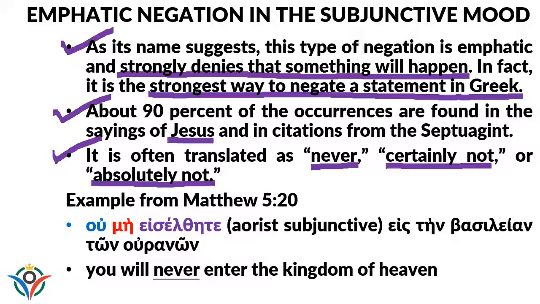So here's one example from the Gospels, specifically from Matthew 5 verse 20. To show you the emphatic negation, we have ou plus me plus an aorist subjunctive, which is eiselthete. So that combination shows you that Jesus was using emphatic negation. I don't know if he would call it that, but he was enforcing that something cannot happen. All right, something will not happen. So that's why we translate it with a very strong negative. You will never enter the kingdom of heaven.